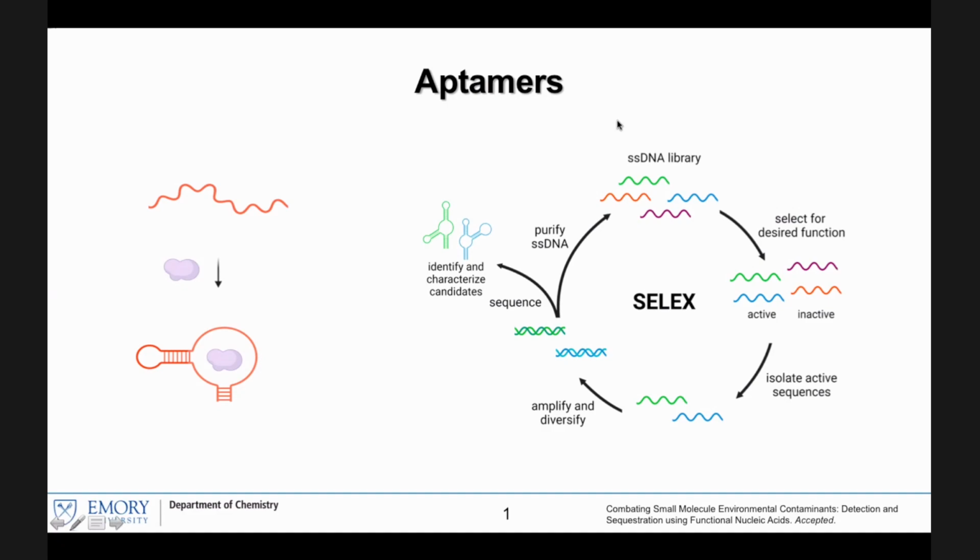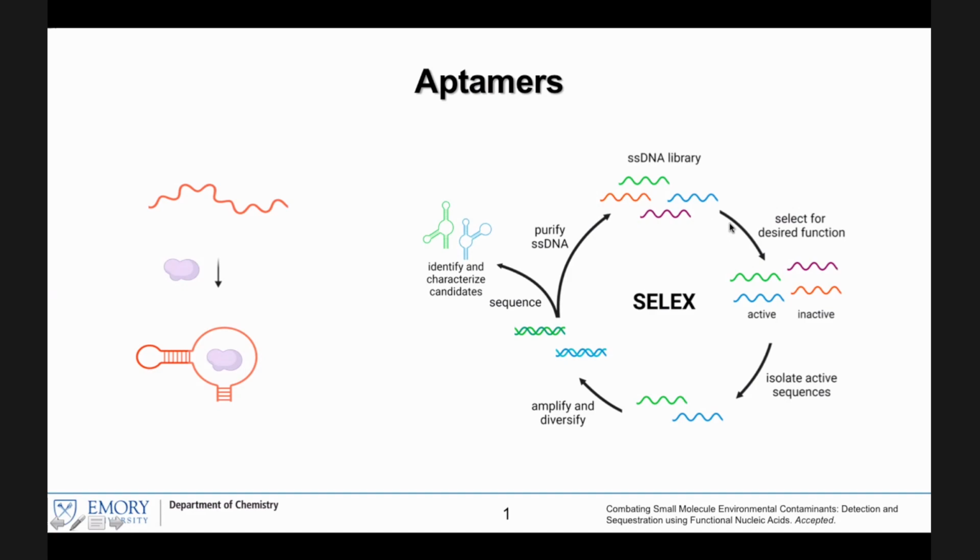And so how do we select for this desired function? We take our target, in our case, as you guys know, is going to be cocaine, and we introduce it to this library. And we get some sequences that are active and we get some that are inactive. We isolate our active sequences, getting rid of the inactive, and we carry it for another round of SELEX.